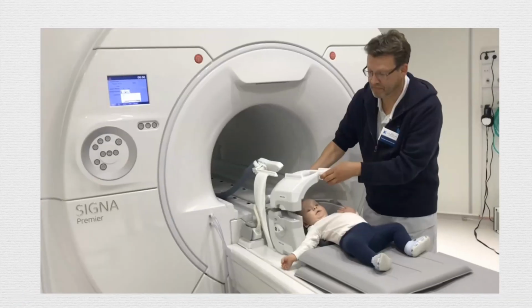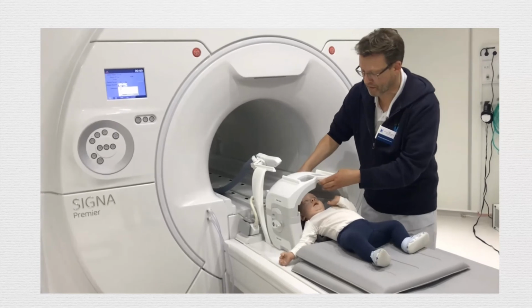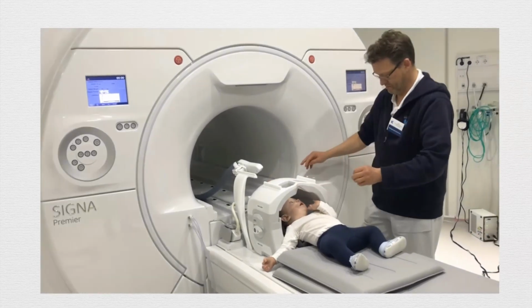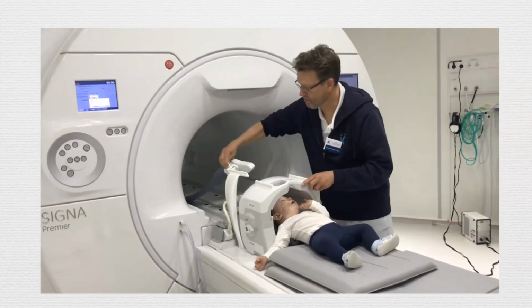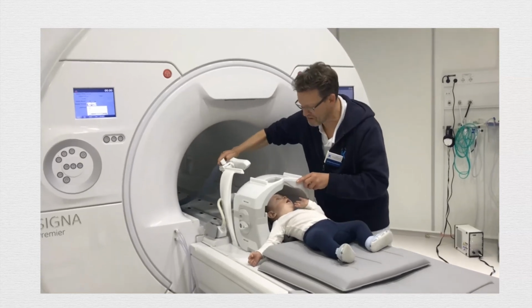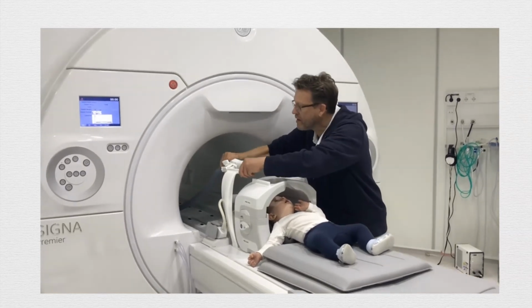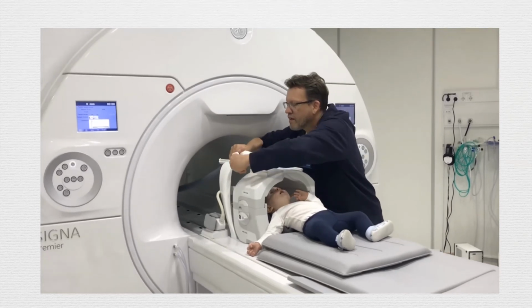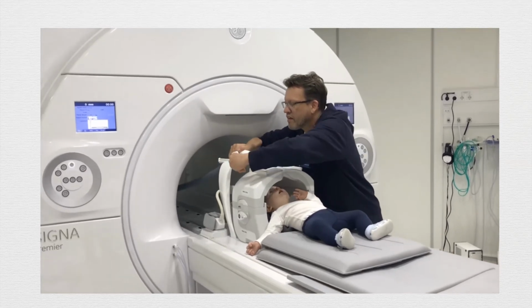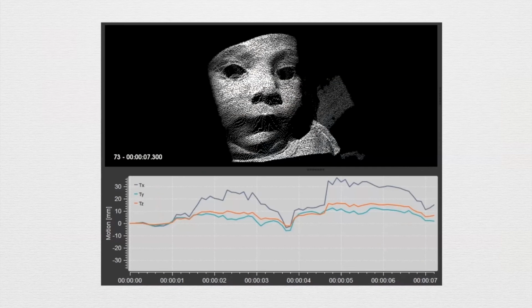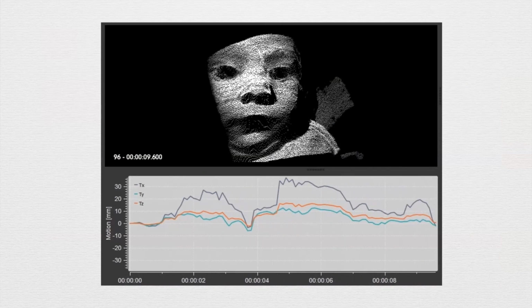So here is just an example of how this kid is a volunteer from the CEO of the company. This is not the patient. And here we just show that Tracoline system in action. And you can see also how it tracks the head motion here.